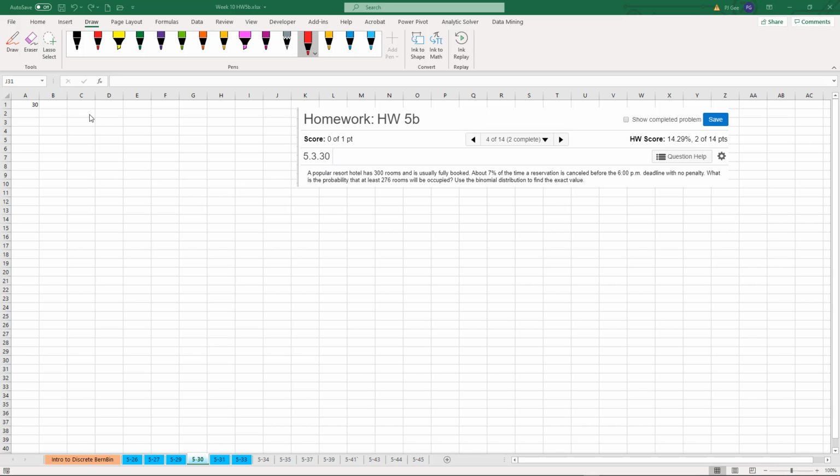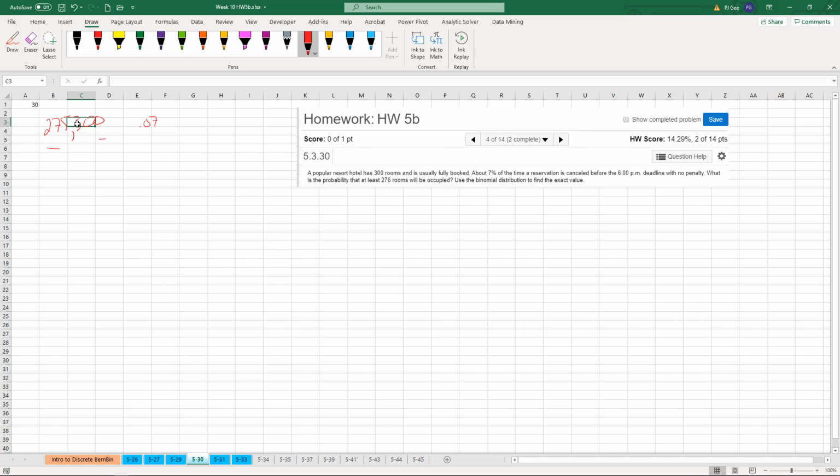Okay, so this says 300 rooms. Okay, 300 rooms, and it wants to know at least 275. It wants to know 275 of 300 rooms. Okay, and we have the probability of somebody canceling as 0.07. So our rate is 0.07. So we want to know the probability of more than 275 rooms occupied, so it's greater than 275.